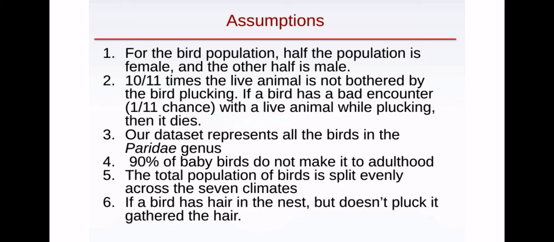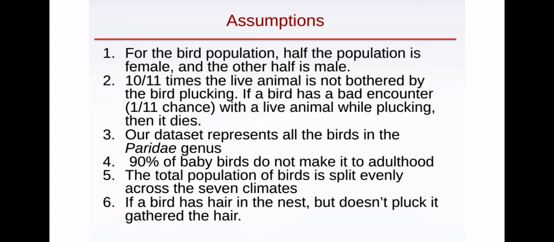First, we assume that half of the population of birds is female and the other half is male. Secondly, one of our sources states that 10 out of 11 times the live animal that the bird is plucking hair from has no reaction to the bird plucking hair. We assume that the 1 out of 11 chance of the animal noticing the bird results in the death of the bird. Third, we assume our dataset represents 100% of the population of birds of genus Hair-Plucking. Fourth, we found from a source that most birds of genus Hair-Plucking do not live to be a year. Thus, we assume that 90% of birds do not make it to adulthood.